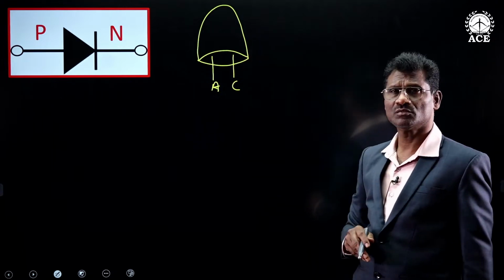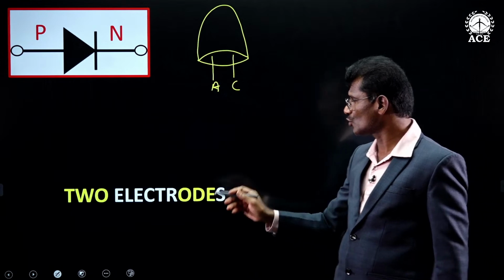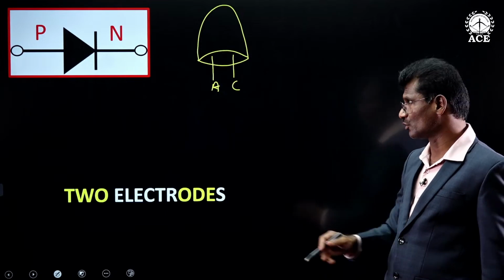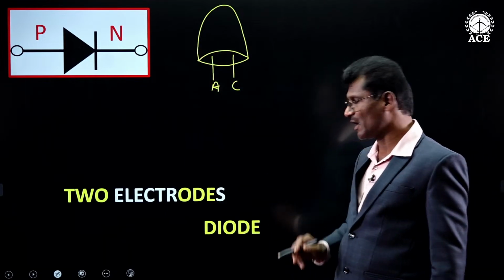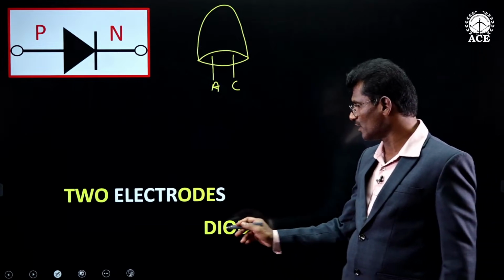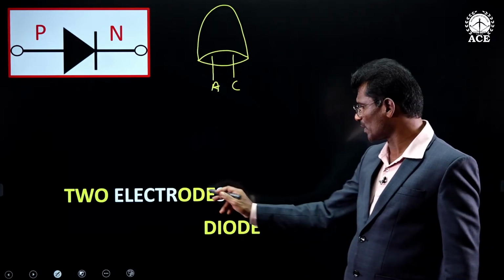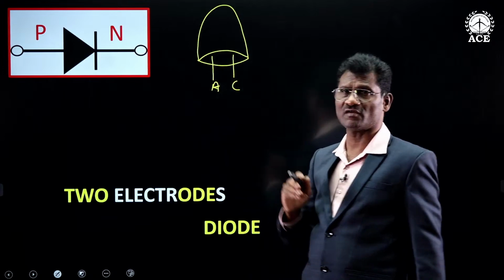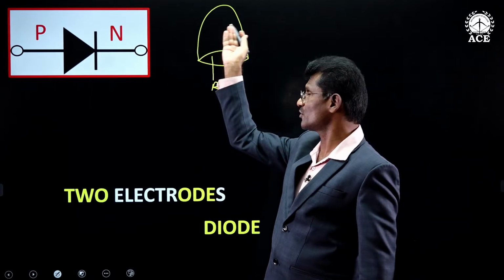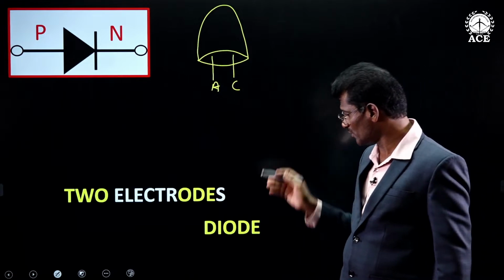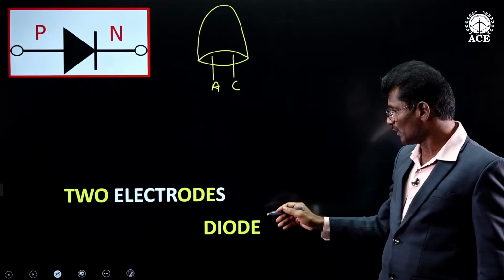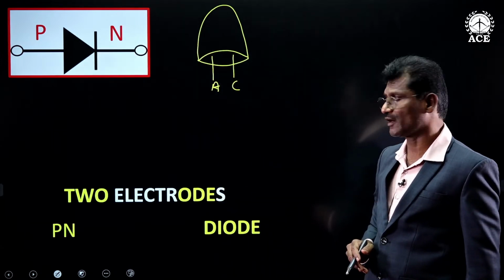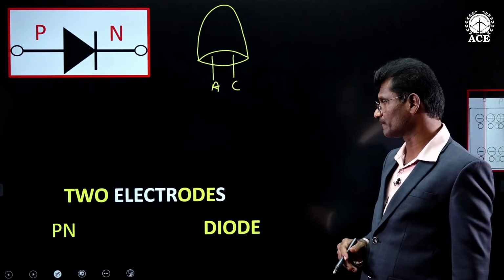So this vacuum device is having two electrodes called as anode and cathode, and hence this device is given the name diode. Di in English means two. OD is a part of electrode. So to remember the first ever found device called as vacuum diode, this is given the name diode. In this diode, we have one p-type material, one n-type material, and hence called PN diode.